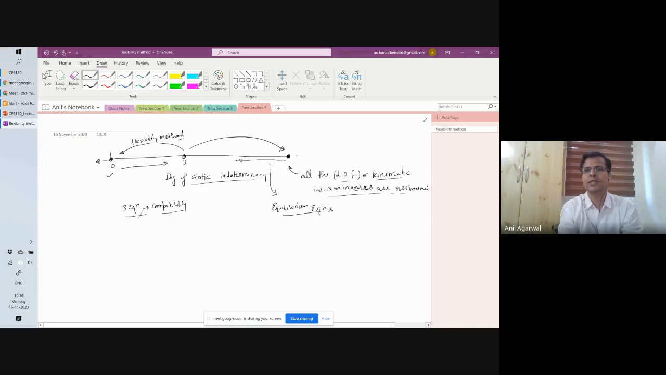Equations have to be solved. So those many equilibrium equations have to be solved to bring it back to where we were originally. As you can see, one is exactly opposite of the other. In one case, we reduce the degrees of indeterminacy to 0. In the other case, we get it to the maximum possible. Then we work our way back. In this case, we work our way up. This is the stiffness method.